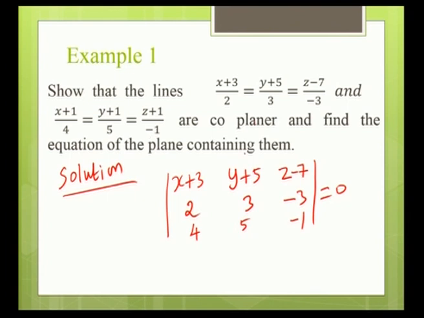In this example, we are going to show that the lines are coplanar and we are going to find the equation of the plane containing them. To that, first we get the equation of the plane which contains the first line and is parallel to the second line. Now simplify this determinant.